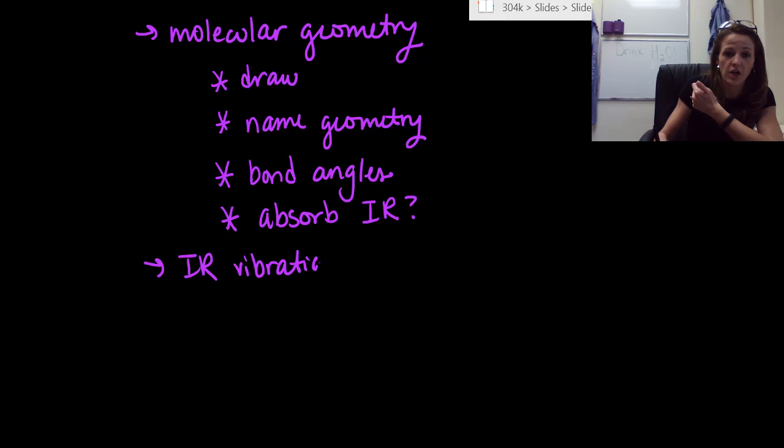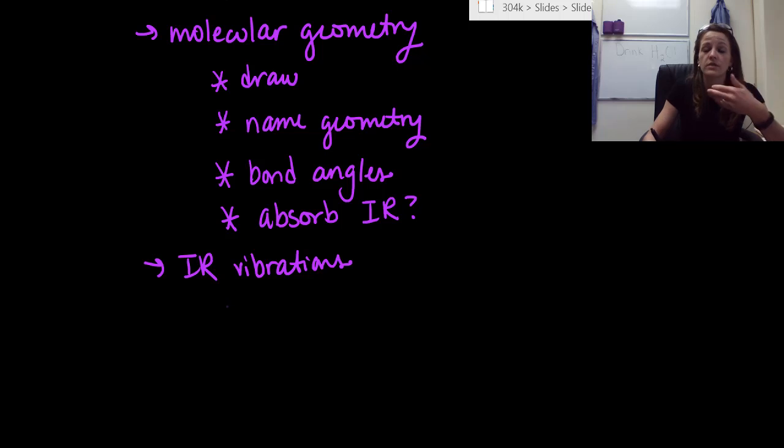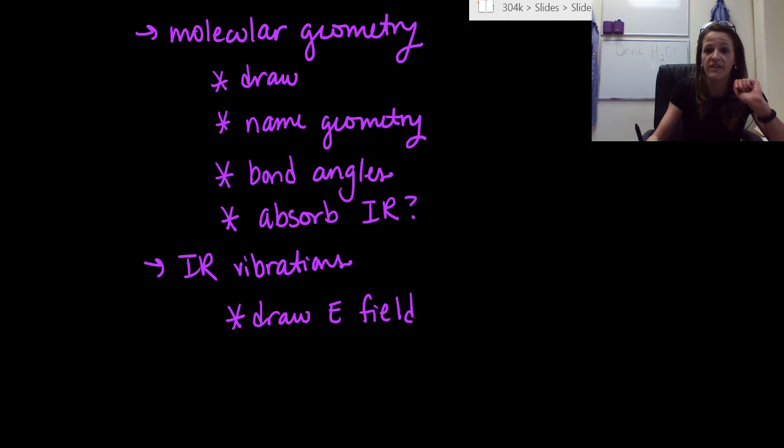IR vibrations, because we know when IR hits a molecule, it forces the molecule, or that bond specifically, to vibrate. Okay, we don't dissociate, we do not rotate, we vibrate when IR hits it. So what you need to be able to do is draw out that electric field. So put in your vectors, okay?